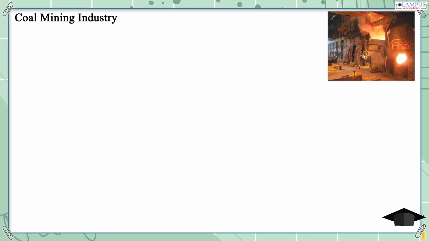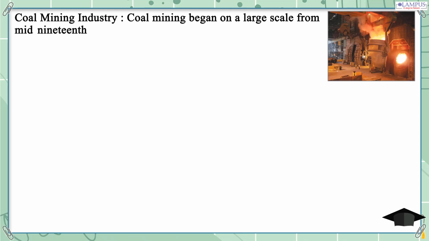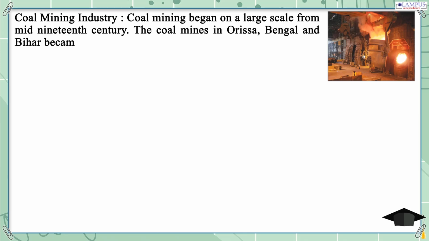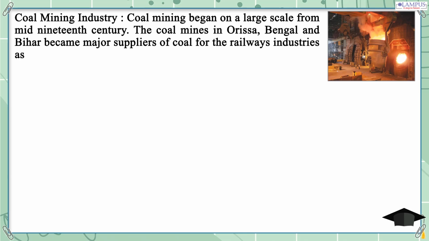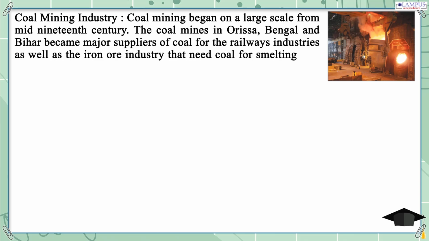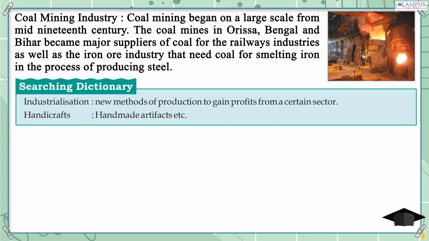Coal mining industry. Coal mining began on a large scale from the mid-19th century. The coal mines in Orissa, Bengal and Bihar became major suppliers of coal for the railways and industries, as well as the iron ore industry that needed coal for smelting iron in the process of producing steel. Searching dictionary. Industrialization: new methods of production to gain profits from a certain sector.